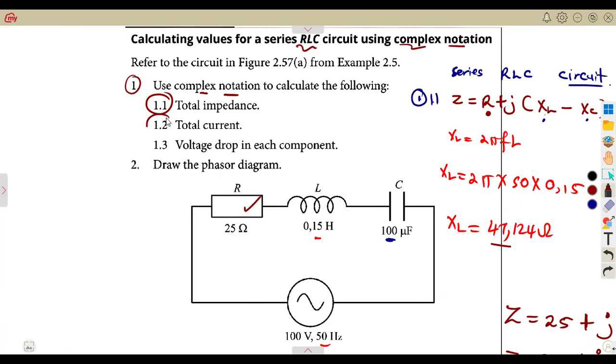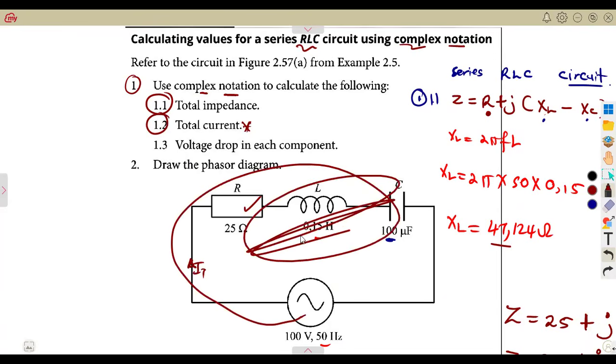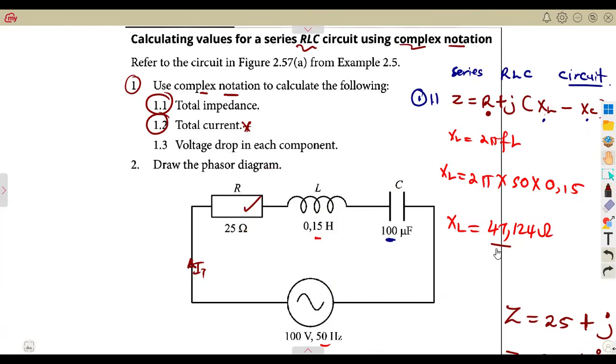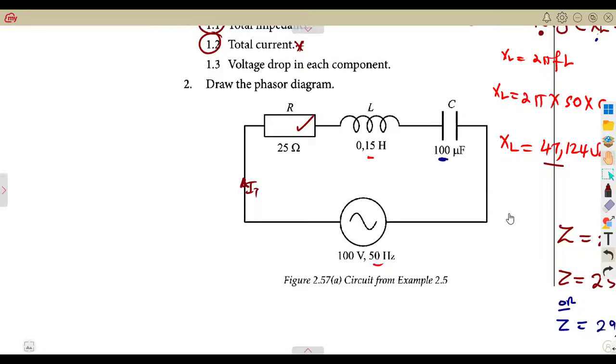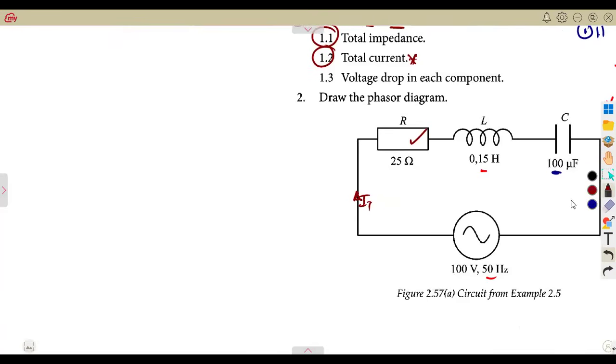Sorry, that's 1.2, the total current. As we can see, there's a voltage, and we calculated the total impedance of everything there, so we are simply going to divide. The total current is the total voltage over the total impedance. But this voltage is going to be affected by a certain angle. That is what you need to understand there.